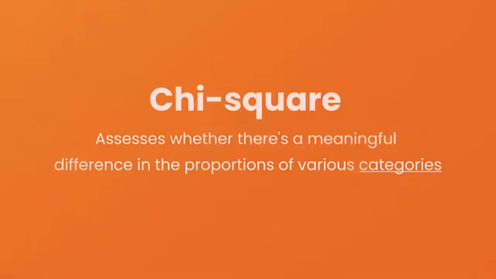Next up, let's look at the chi-square test. So while the t-test and the ANOVA test for differences in the means of groups, the chi-square test allows you to see if there's a difference in the proportions of various categories. In statistics speak, the chi-square test allows you to assess whether there's a statistically significant relationship between two categorical variables as opposed to numerical ones.